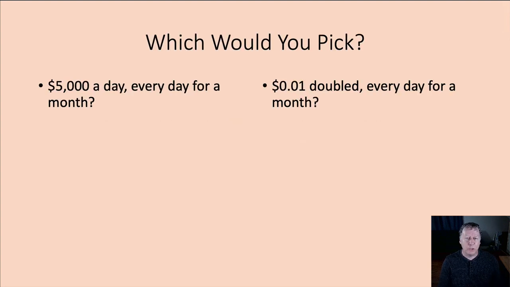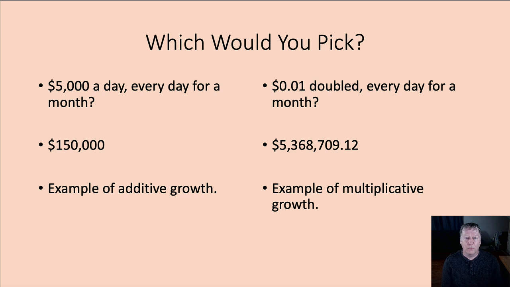So here's a choice for you. Which would you pick? $5,000 a day, every day for a month, or 1 penny, a cent, doubled every day for a month? Which would you go with? Well, if you picked the $5,000 a day every day for a month, you would end at the end of the month with $150,000. Very nice sum of money. I'd be happy to accept that.